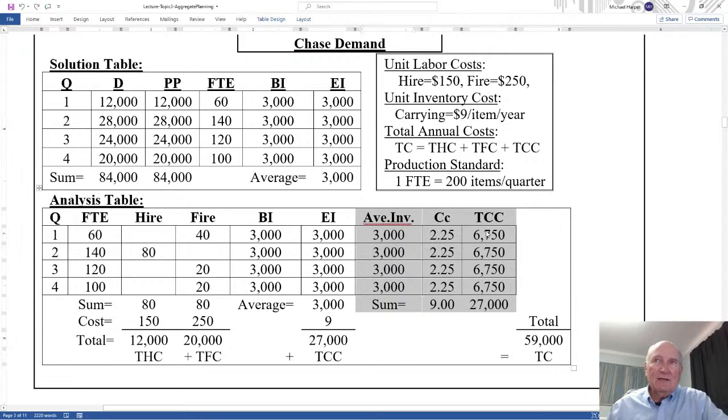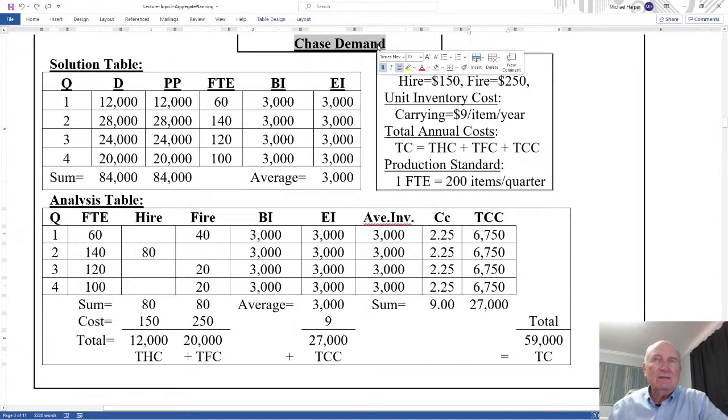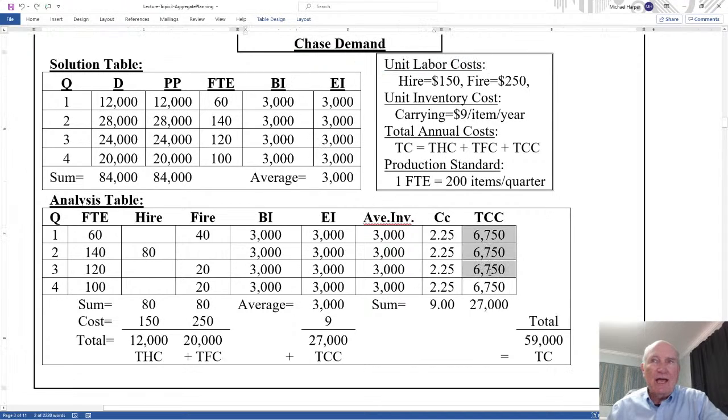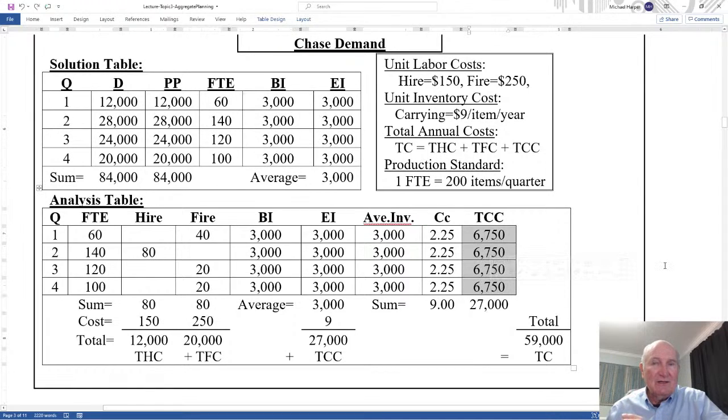But notice, now my budget is constant. Well, we mentioned that last time. So when you have a pure chase demand strategy, that would result in a level total carrying cost. When you have a pure chase demand capacity, you'll have a level or stationary inventory, which will result in a level or stationary total carrying cost. And that will drive your budget.